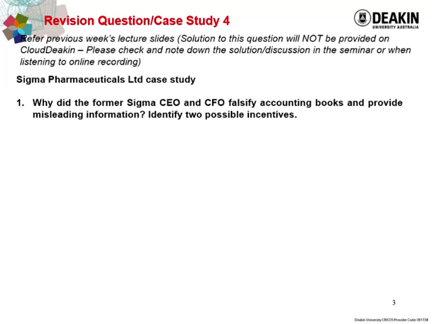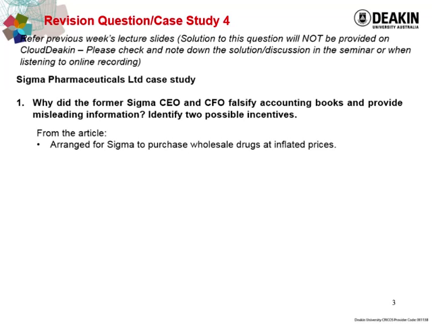So what happened here is the former CEO and CFO arranged Sigma to purchase the wholesale drugs at inflated prices. So let's say if the drug could be purchased from the supplier at a cost of $1, just for illustration, Sigma purchased it at $2. So when the inventory was purchased, the following entry will be recorded. Debit inventory, and credit cash.